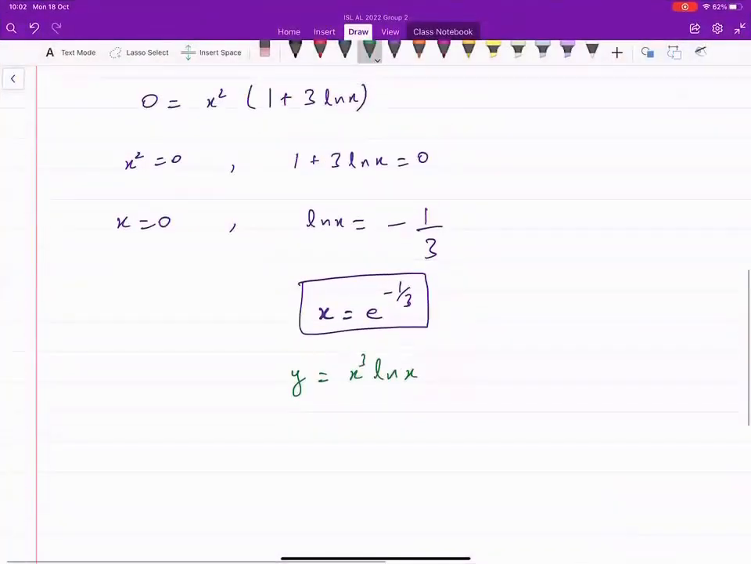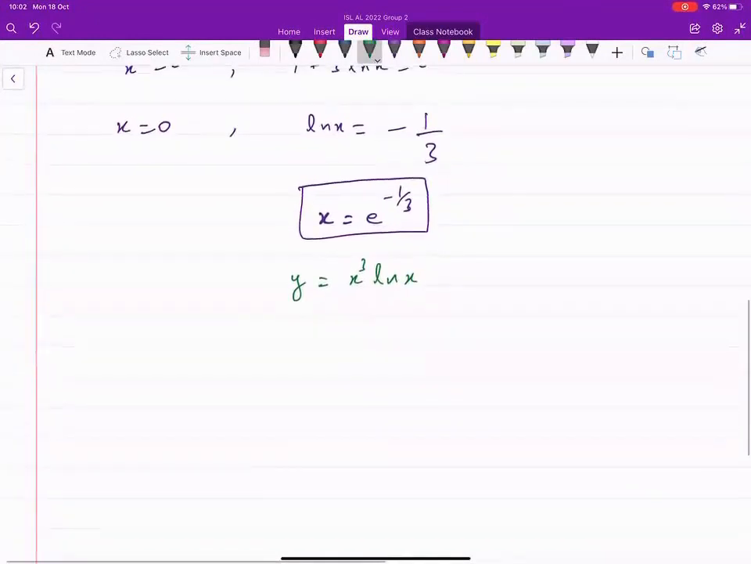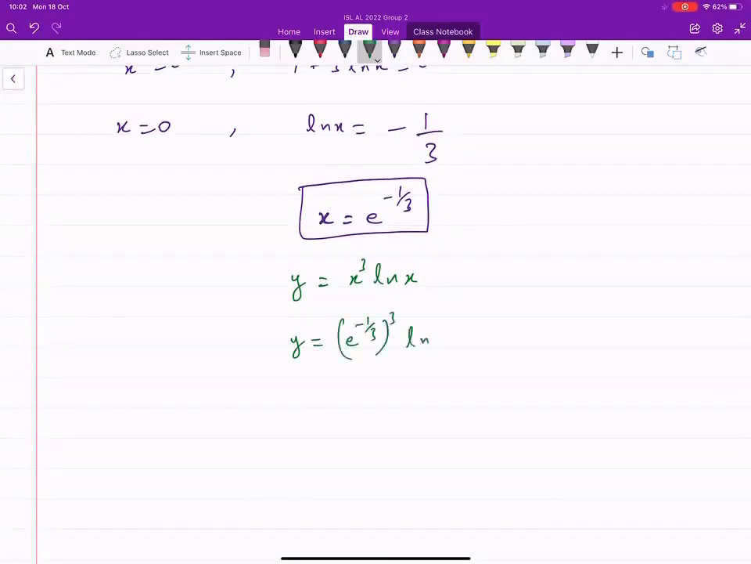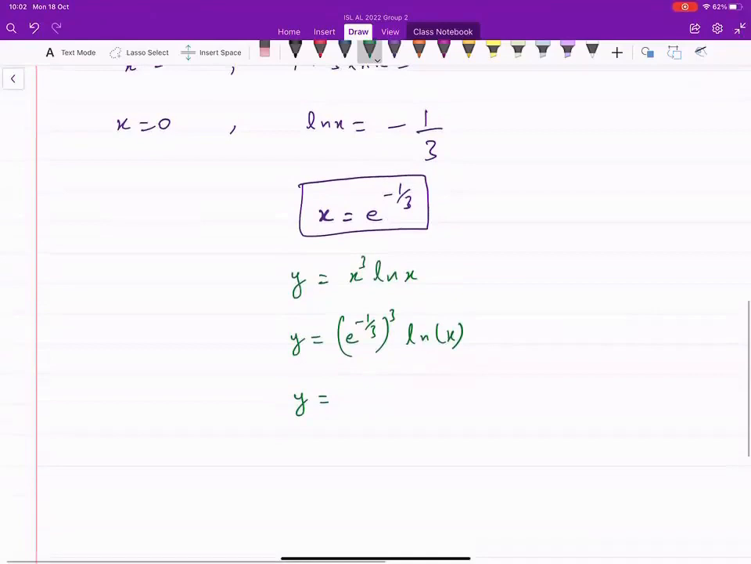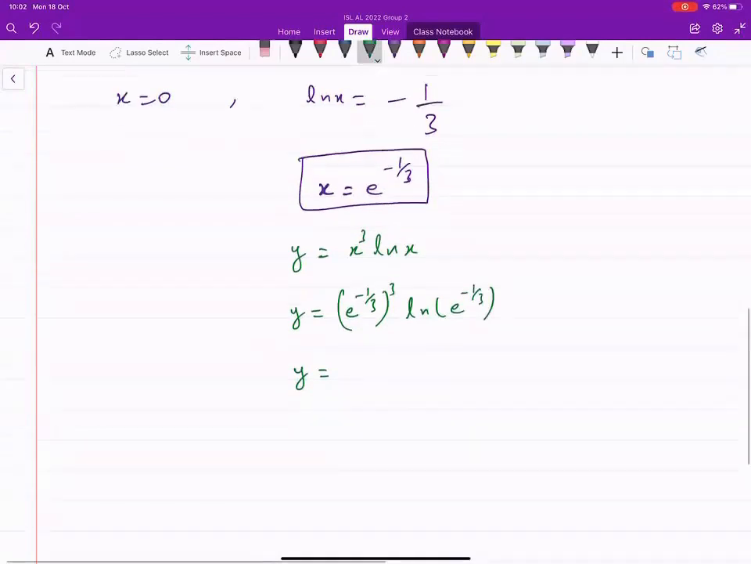अच्छा, ये आपके पास आ गया y equals x cube into ln of x. ओके, इसके अंदर इनपुट कर दें. We get y equals e raised to power minus 1 over 3 whole cube into log of x. ठीक है? And that gives us y equals, sorry, log of x. x की जगह भी वो इनपुट करना था. e raised to power minus 1 over 3. ठीक है? What is it?